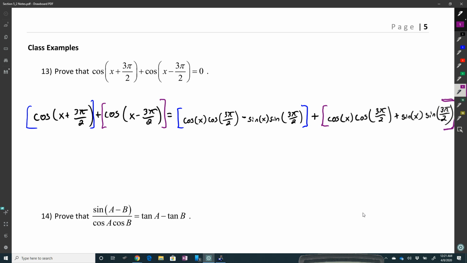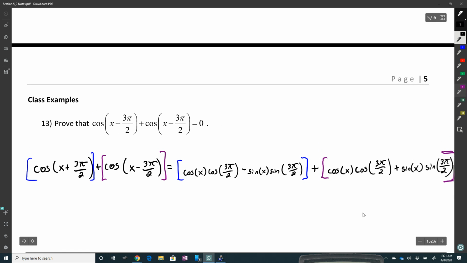Okay, so first let's figure out what cosine and sine of 3 pi over 2 is. 3 pi over 2 is 270 degrees, and really that's just the point here. The x and y value for that point, x is 0, y is -1. So this is going to be the cosine, and this is going to be the sine.